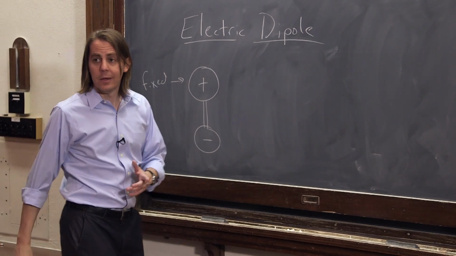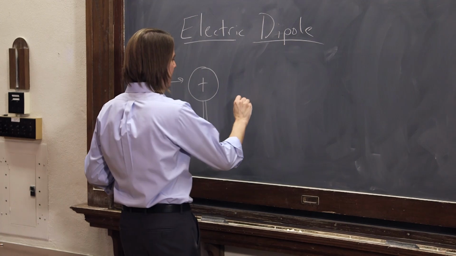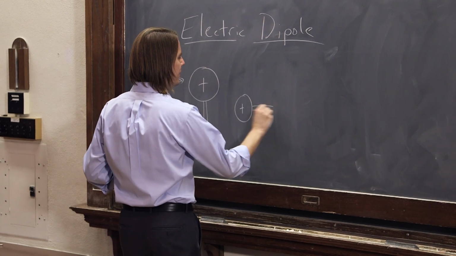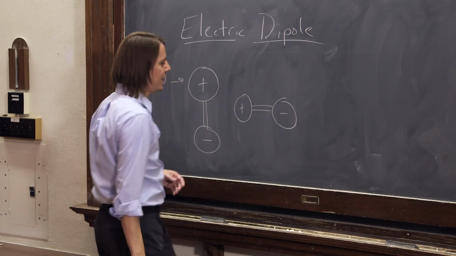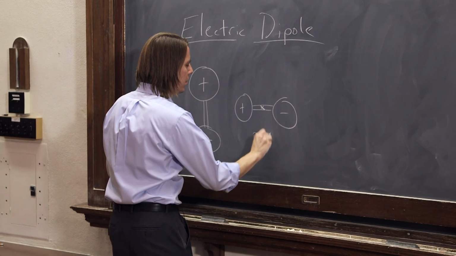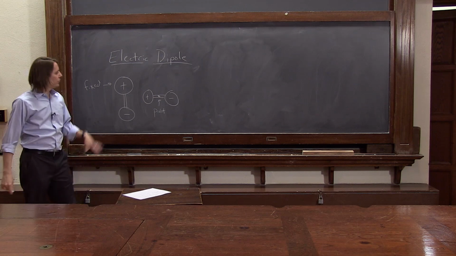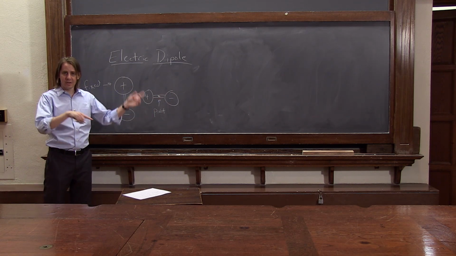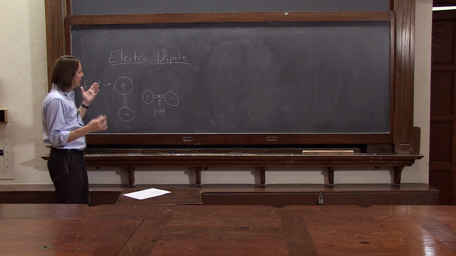And let's imagine this one is fixed. Now let's have another dipole here. Let's let this one have its positive charge like that, and its negative charge like that, and let's put it on a pivot. So it can't translate, but it can spin, it can rotate. So what would this thing do?